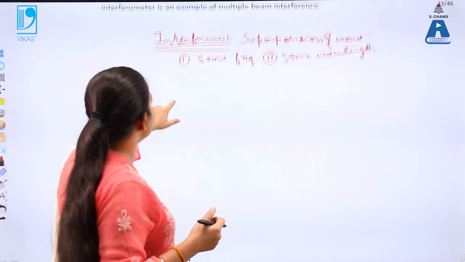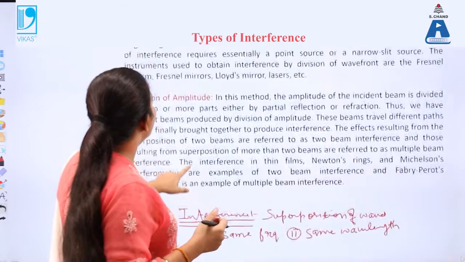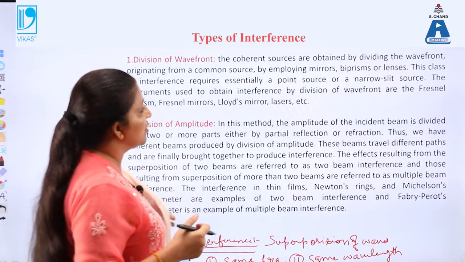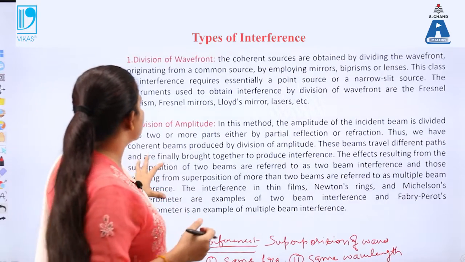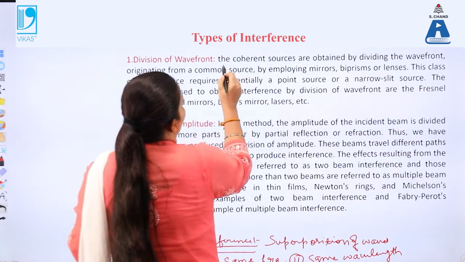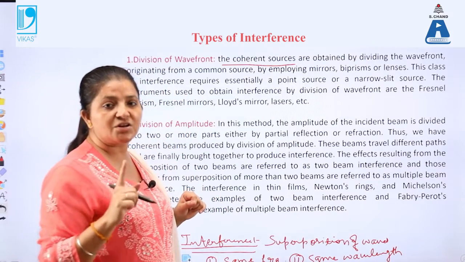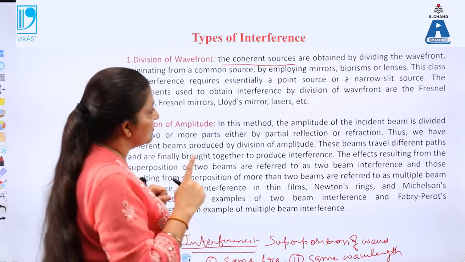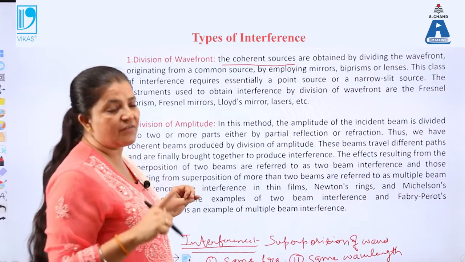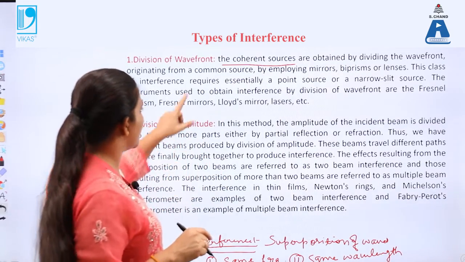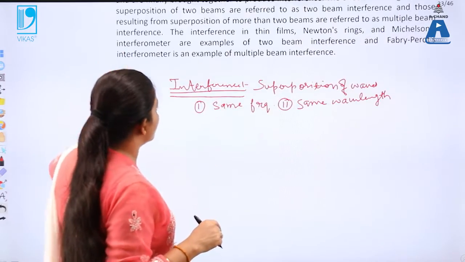Now next, interference is done by two methods. One is division of wavefront. What is the meaning of wavefront over here? Firstly, the coherent sources. What are coherent sources? The sources which give us light with the same frequency or wavelength, or in some cases the same amplitude. So how can we get the coherent sources?